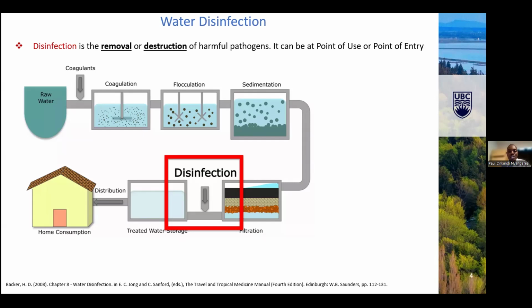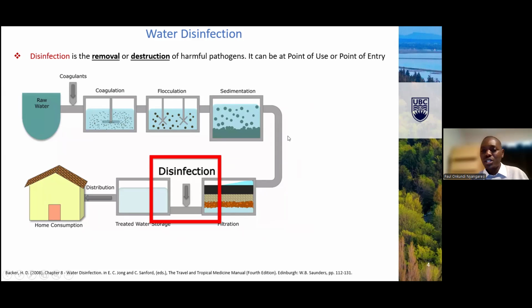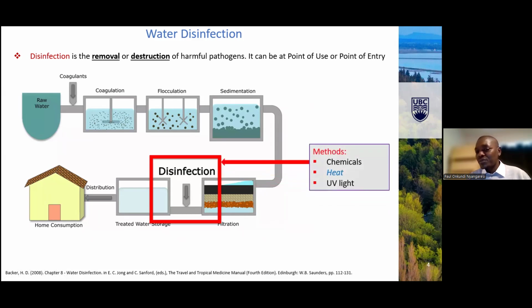I'm giving a simple diagram of water treatment, but the focus here is just on disinfection. That is the one I'm focusing on more, because we know in water treatment there are so many stages, like wastewater treatment, coagulation, flocculation, sedimentation, but the interest more is on disinfection. And there are different ways you can do disinfection. Either you can use chemicals, or you can use heat, or you can use ultraviolet light.